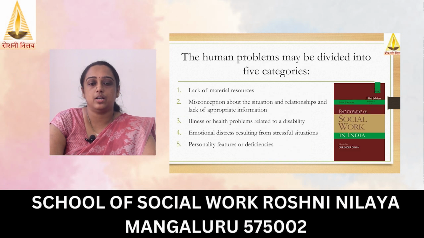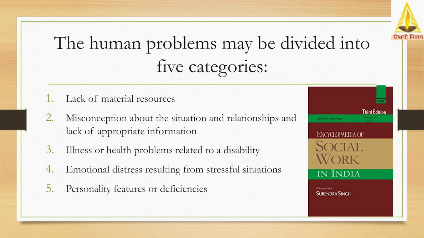According to the Encyclopedia of Social Work, Volume 1, the reasons for human problems may be divided into 5 categories: lack of material resources; misconceptions about the situation and relationships, and lack of appropriate information; illness or health problems related to a disability; emotional distress resulting from stressful situations; and personality features or deficiencies.